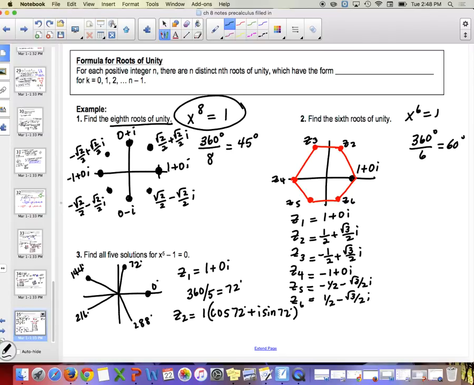So you'd find cosine of 72. Maybe it's going to hang on here for a second for me. And you would round it to 3 decimals. So you'd have 0.309 plus sine of 72 is 0.951, 0.951i. Right? And then Z3 is going to be 1 times cosine of 144 plus i sine of 144. And then you would find both of those. Does that make sense? You get it?